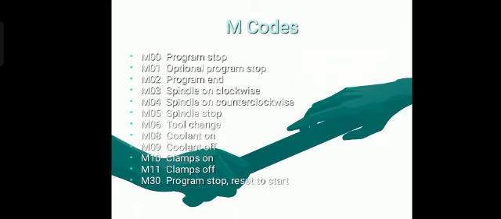M codes. What is meant by M codes? These M codes instruct various operations. M00 program stop. M01 optional program stop. M02 program end. M03 spindle on clockwise. M04 spindle on counterclockwise. M05 spindle stop.